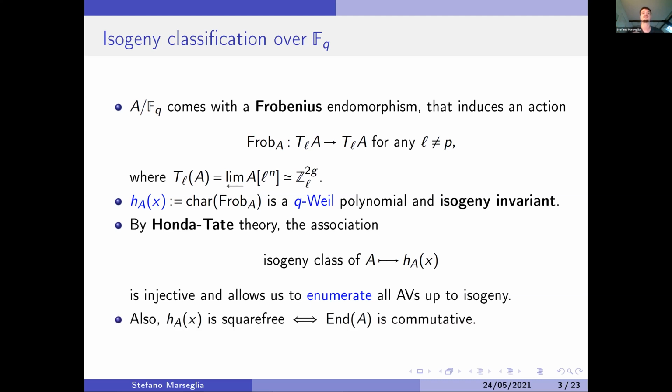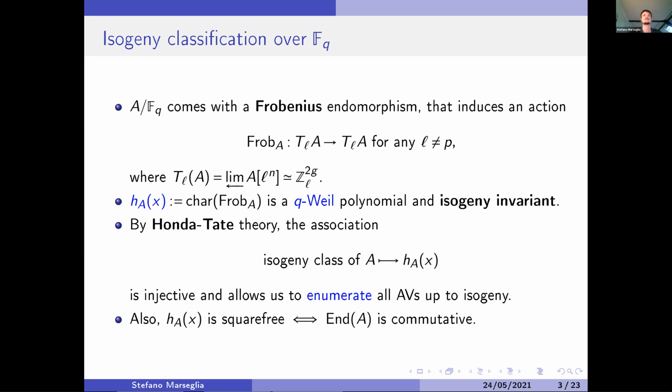Moreover, we have that such a characteristic polynomial is square free, where I mean that it doesn't have multiple roots, if and only if the endomorphism algebra of the Abelian variety, or equivalently the endomorphism ring, is commutative. So this is something that we're going to be interested in a lot, square free characteristic polynomials, so this is nice to keep in mind.